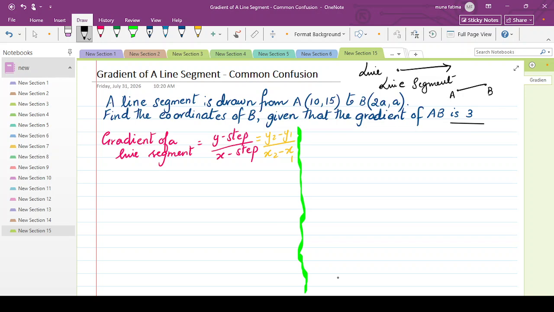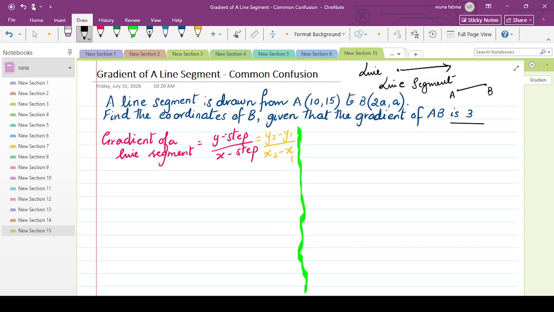Now before starting, let's just clarify. A line segment has a starting and an ending point. You can say it is a piece of a line, whereas a line starts from a certain point and there is no end point. There's a difference. Okay, moving on.